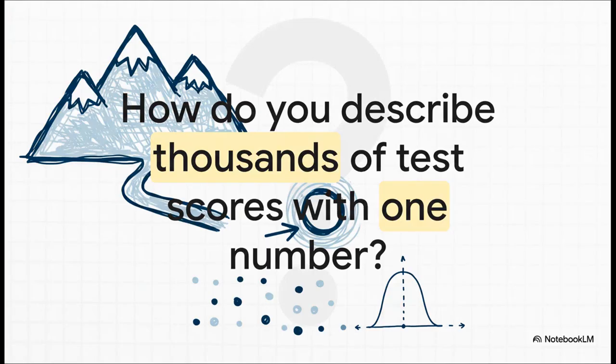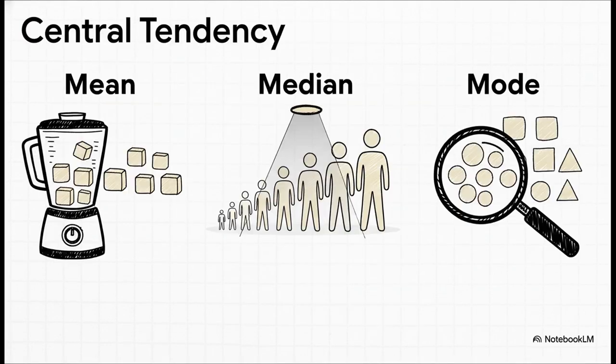Imagine this. You've got a huge pile of numbers, maybe thousands of test scores. How in the world do you boil all of that down to just one number? Well, our first instinct is usually to grab an average, right? A single value that we hope represents the whole group. And these are our main tools for that job. They're called measures of central tendency, which is just a fancy way of saying they try to find the center or the typical value. You've got the mean, which is your standard average, the median, which is the value smack dab in the middle, and the mode, which is simply the number that shows up the most often.